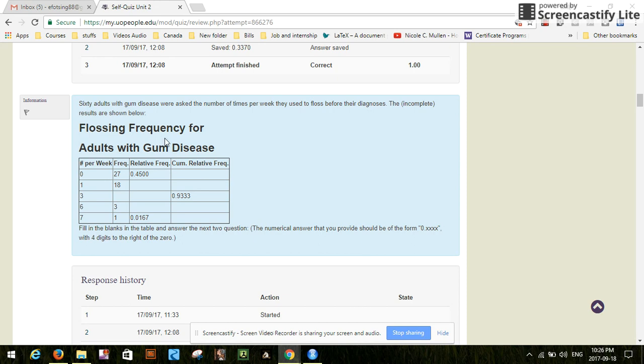So in the second set of questions, we have 60 adults with gum disease who were asked the number of times per week they used to floss before the diagnosis.